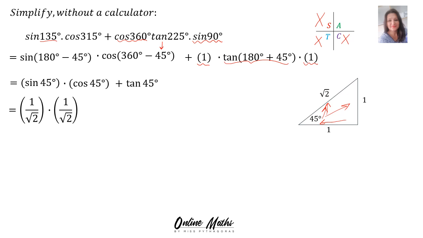And then to find the value for tan 45, you will say tan's ratio is opposite over adjacent. Therefore, tan 45 is 1 over 1, which is 1. Your next step will be to multiply this out. 1 times 1 is 1, and root 2 times root 2 is just 2. So that becomes a half, plus 1, and a half plus 1 is 1 and a half.